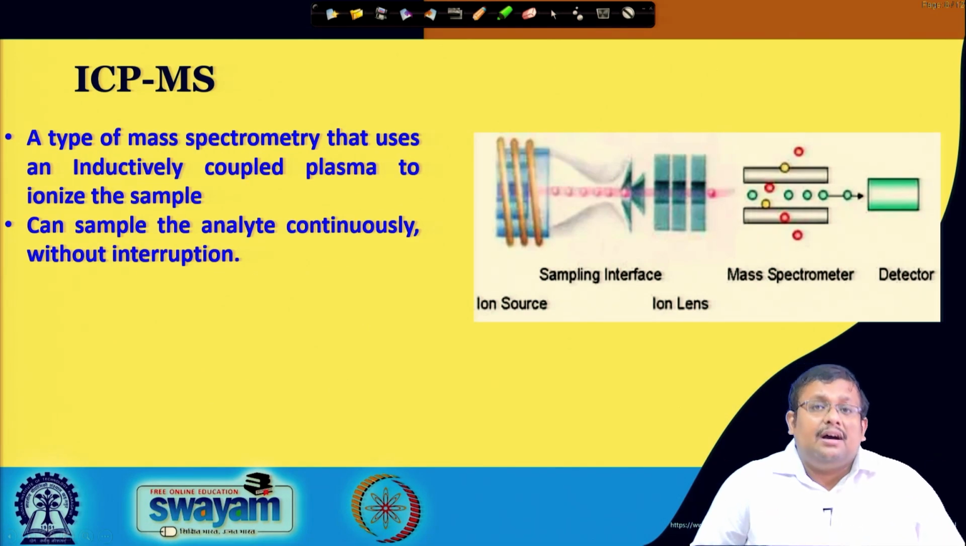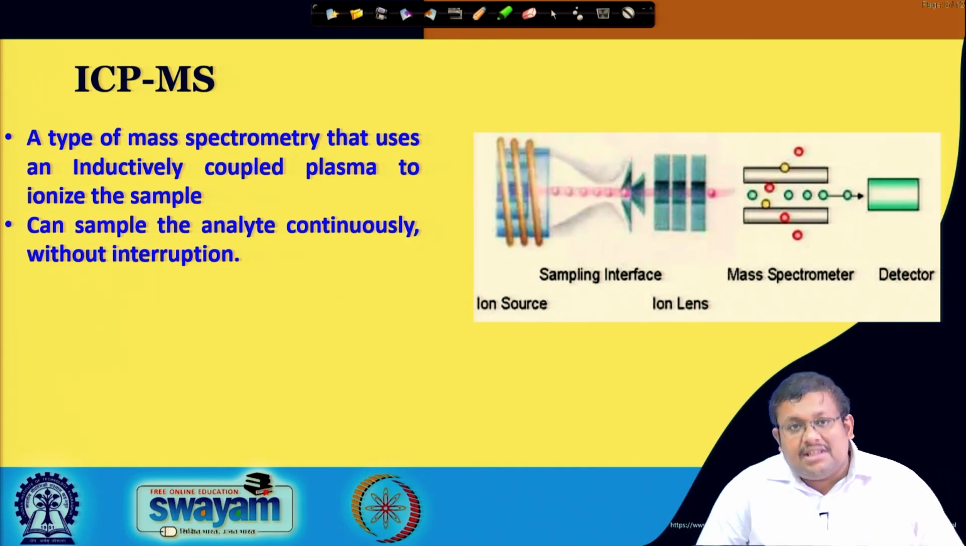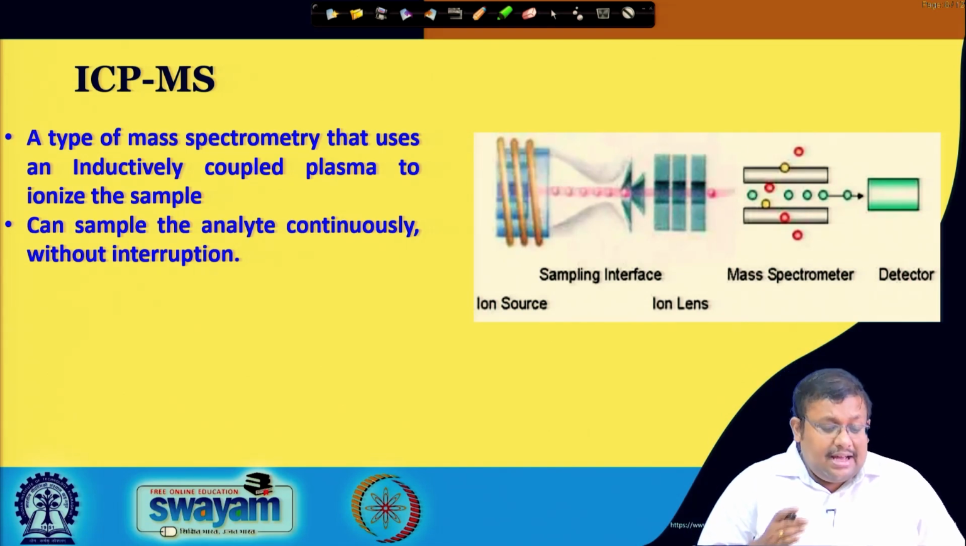Now we have covered the AAS. Another important instrument which we are going to talk about is the ICP-MS. You know what ICP is, that is inductively coupled argon plasma. So, the ICP-MS is a type of mass spectrometry that uses an inductively coupled plasma to ionize the samples. This is a very precise and very sophisticated instrument, and it is used by laboratories as a gold standard for measurement of different elements.